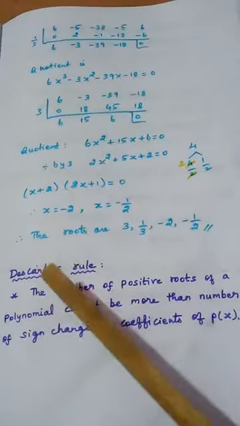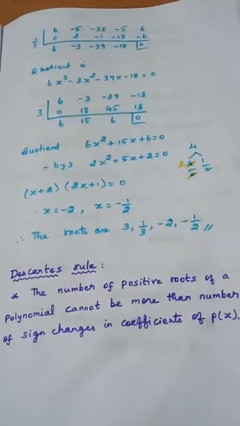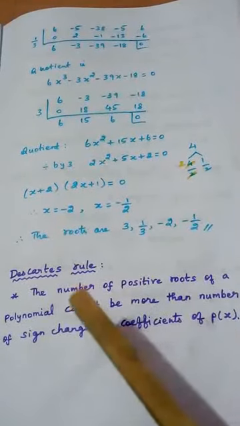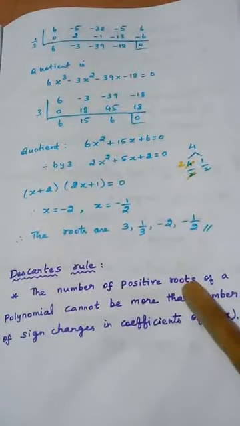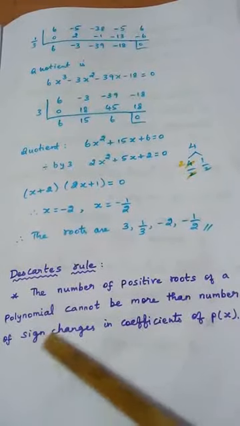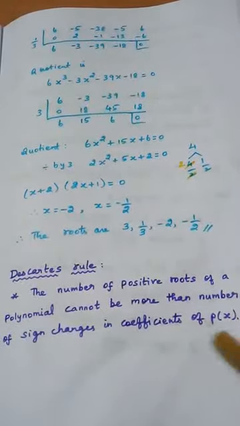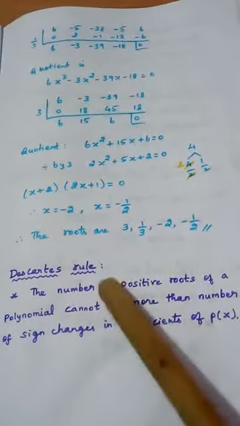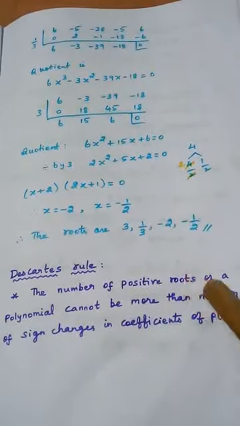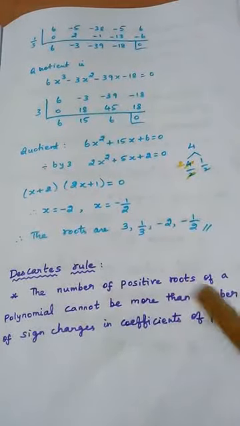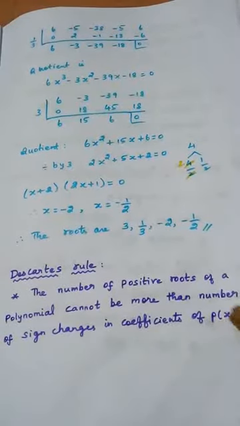Now we will go for our next heading. Descartes' rule. What is this rule? First we will read out the definition. The number of positive roots of a polynomial cannot be more than the number of sign changes in coefficients of p of x. So if an equation is given to us, we can say how many positive roots the equation is going to have. The number of positive roots cannot exceed the number of sign changes in coefficients of p of x.